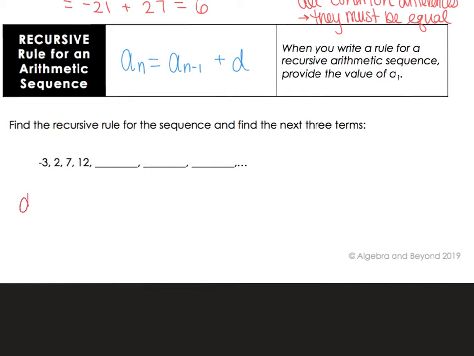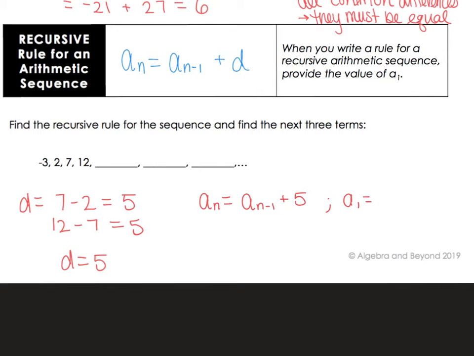The first thing we can try to find is our d, our common difference. You can choose any term, so I'm going to choose 7 and subtract its previous term. When I do this, I get 5. If I chose 12 and took away 7, I would also get 5. So d equals 5. Now I can write a sub n equals a sub n minus 1, the previous term, and since d is 5, we write plus 5. We also need to say a sub 1 equals our very first term, which is negative 3. So this is our rule.